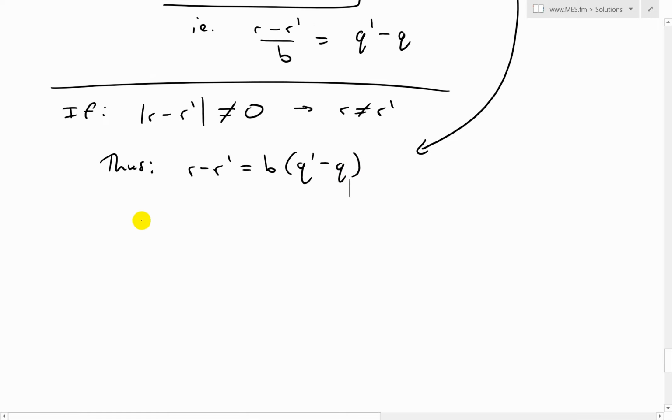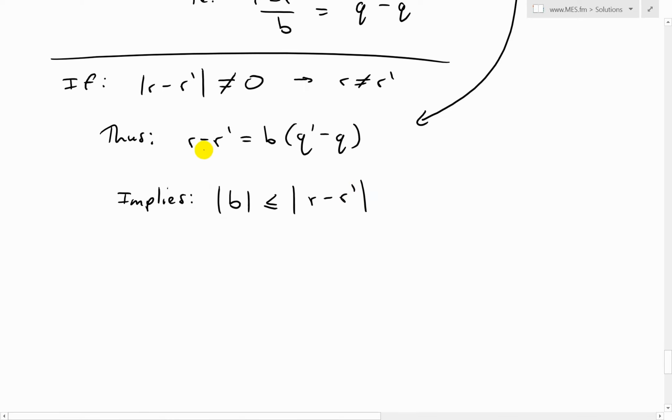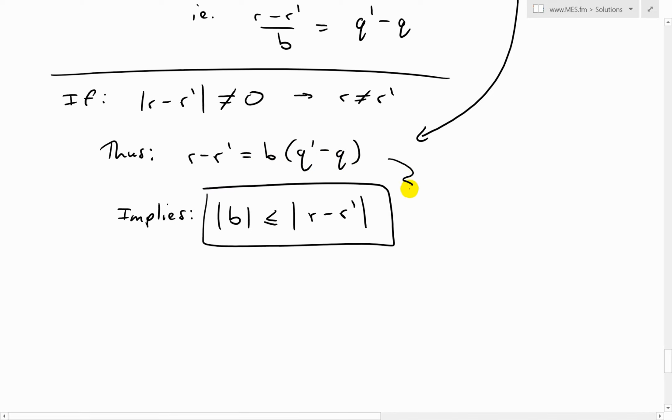This implies that the absolute value of b is less than or equal to the absolute value of r minus r prime. That's because this equals b times this part here, and basically that means b needs to be smaller in terms of absolute value. You can see this if you move the q prime minus q to the other side: b equals r minus r prime over q prime minus q. So it's a division of this value by this one, and the absolute value of it, whether plus or minus, doesn't matter. It's going to be less than this value. Again, this is if q prime is not equal to q, because if it is, you're dividing by 0.